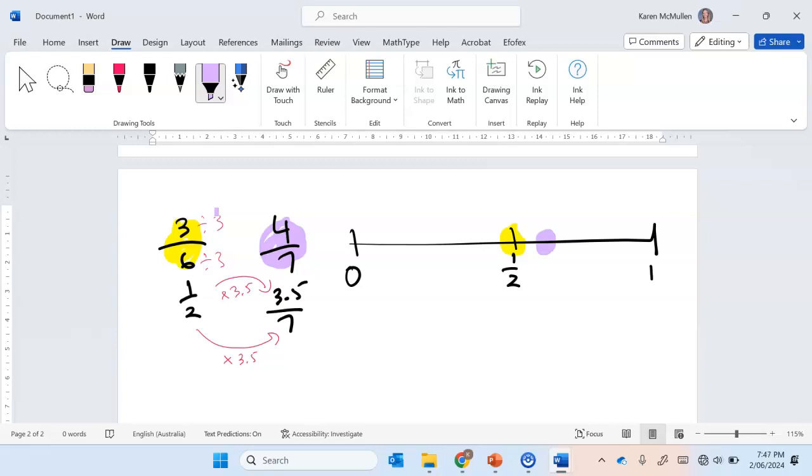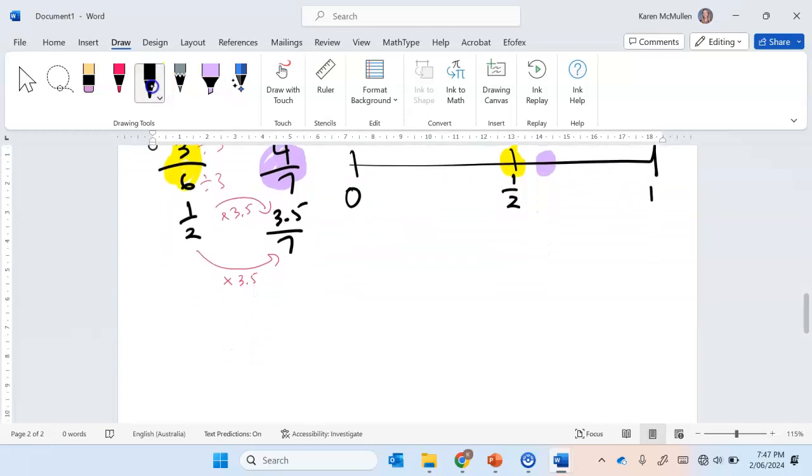Is it closer to 0? Is it closer to 1? Or how does it compare to 1/2? Is it less than 1/2 or is it greater than 1/2? Now, what I was saying before, it is probably the simplest way, but it's not the only way.